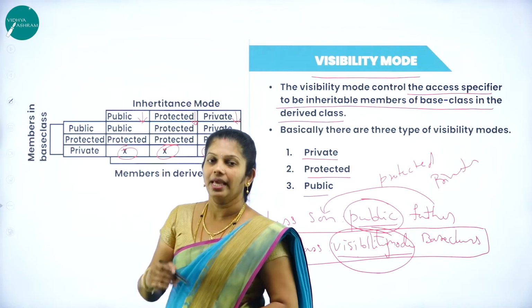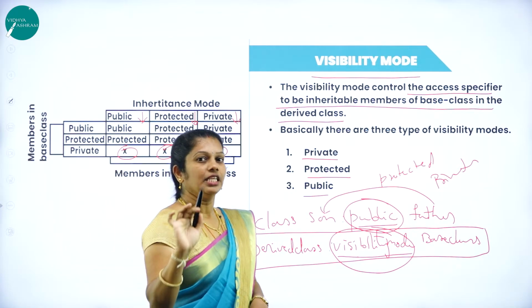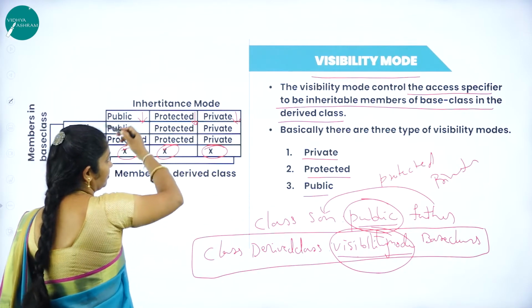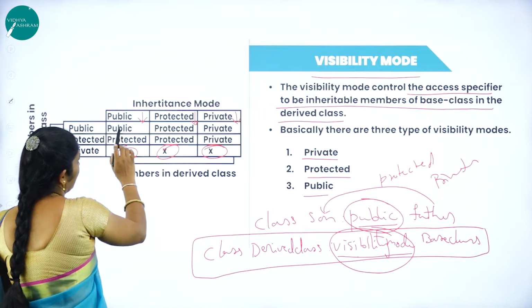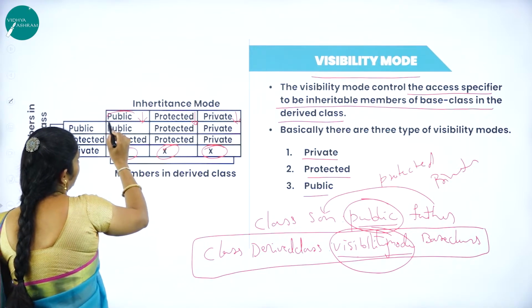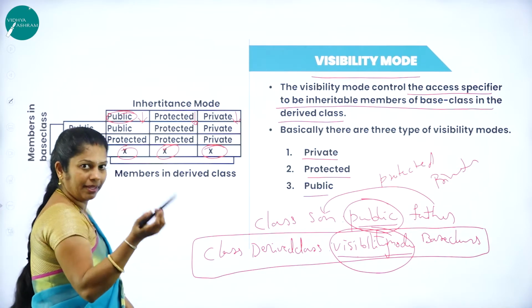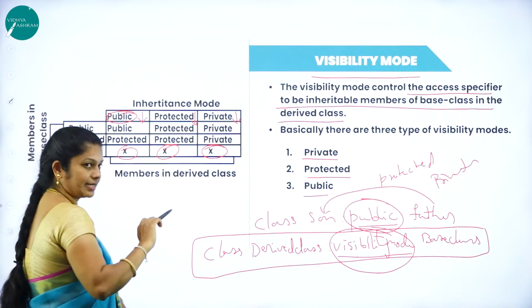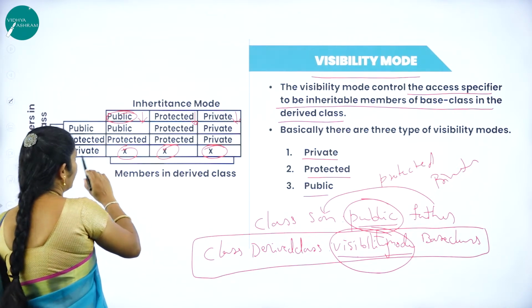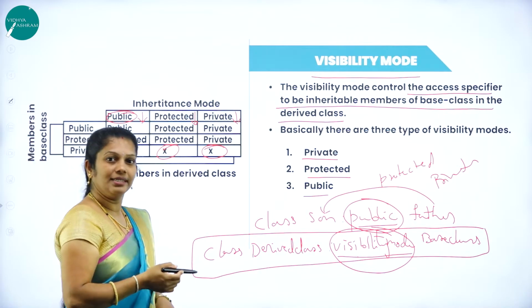get the question: explain visibility mode for 5 marks. Then you have to write this table. By seeing this table only you can explain one by one. See, public members in the base class, for example if the visibility mode is public, then public members of the base class become public or stay protected in the derived class. Protected members in the base class stay protected in the derived class, and private members in the base class cannot be inherited in the derived class.